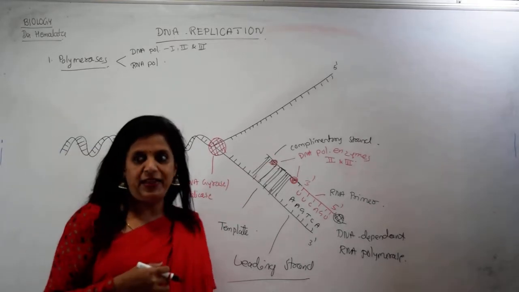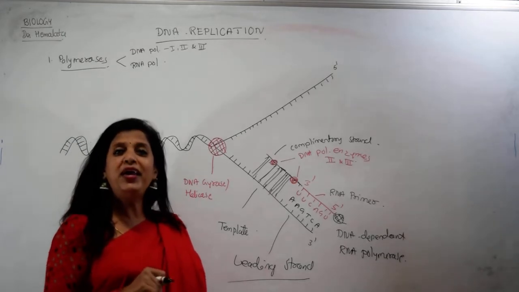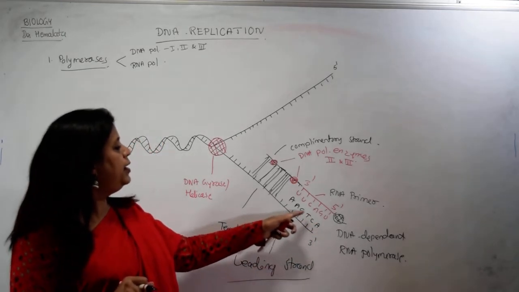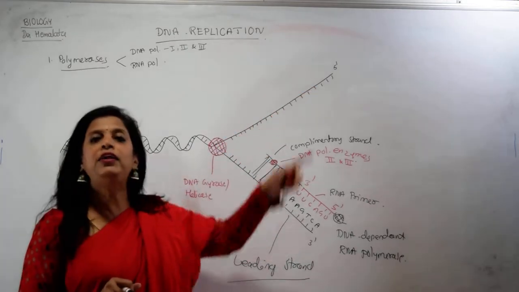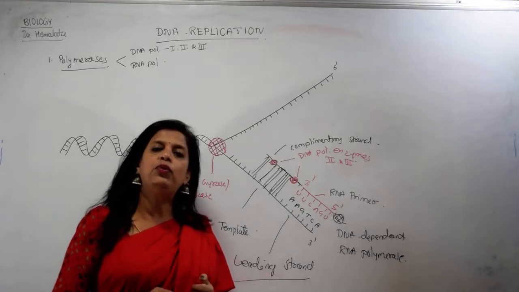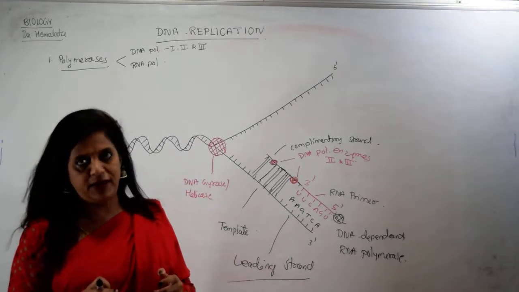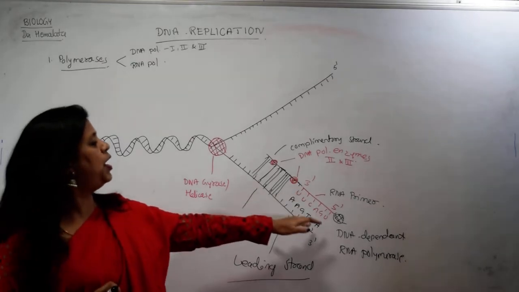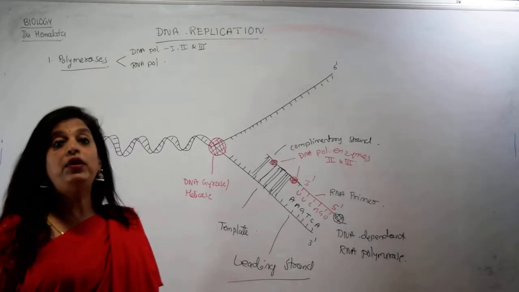What about the other side? On the other side, I told you, the same story cannot repeat. Why? Because here it already has a 3 prime end, and there it is already a 5 prime end. So replication can continue only in the 5 prime to 3 prime direction, not in the reverse way. Therefore, this RNA primer cannot be produced over there. Right? Then how will it start?